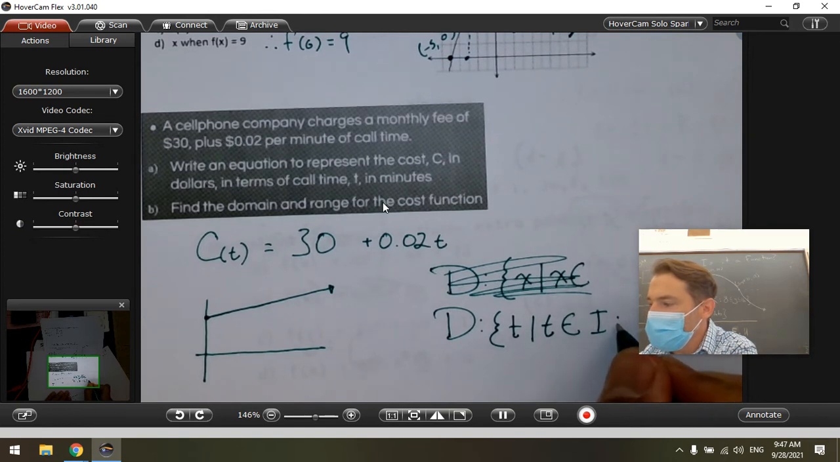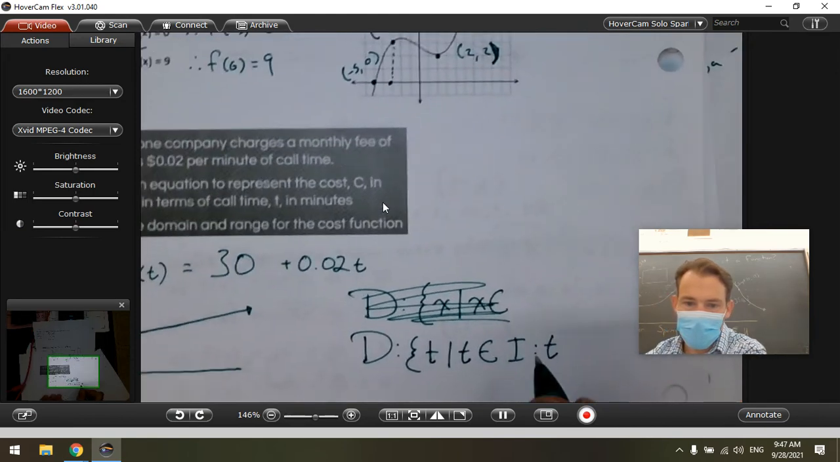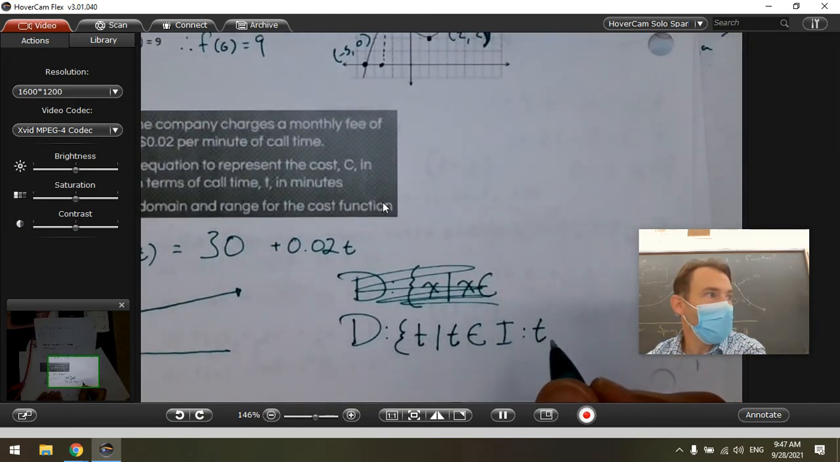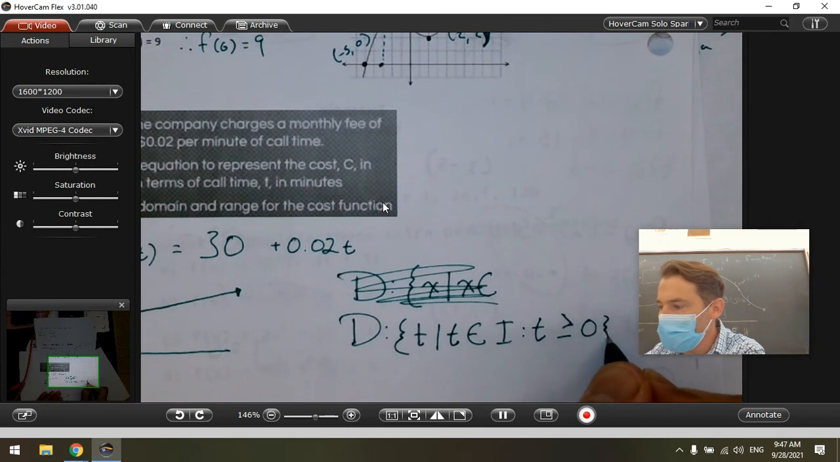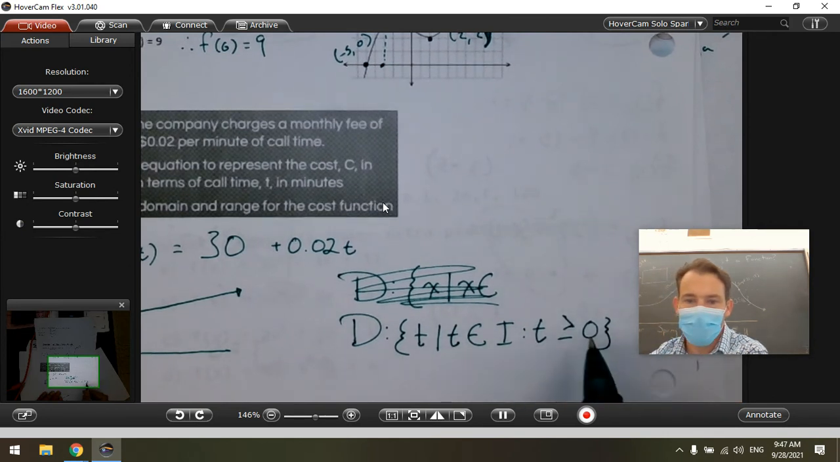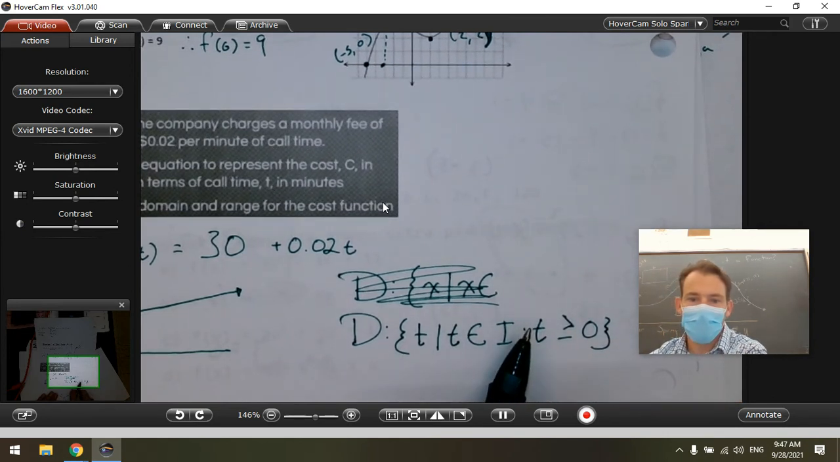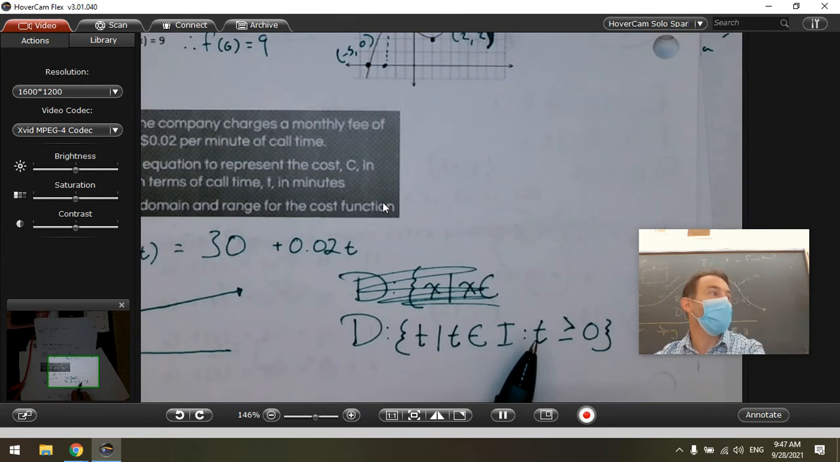And what are some limitations on T? Alina? It must be bigger or equal to 0. Yeah. T is going to be greater than or equal to 0. Wouldn't it be 0.02? No, because this is for time. You can just have no call time in the whole month, so it's 0, or more than 0.